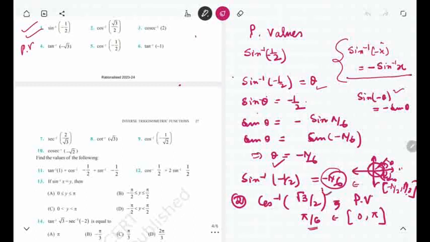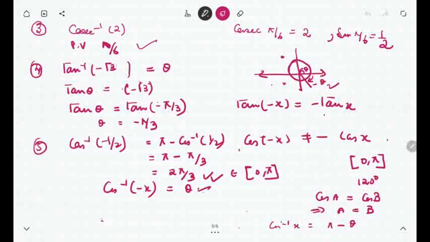Cos inverse root 3 by 2. What will the principal value be? Pi by 6, which belongs to 0 to pi. This is necessary. Please check that it belongs to the principal value branch. Next question: cosec inverse 2. The principal value will be pi by 6. Why? Sine pi by 6 is 1 by 2, cosec pi by 6 is 2. So cosec inverse 2 will be pi by 6.